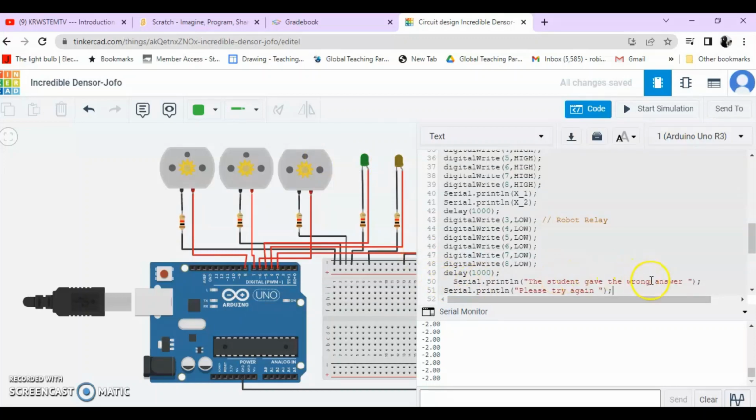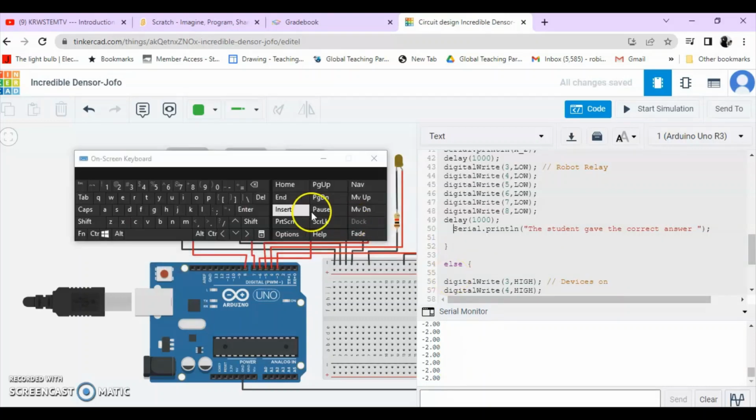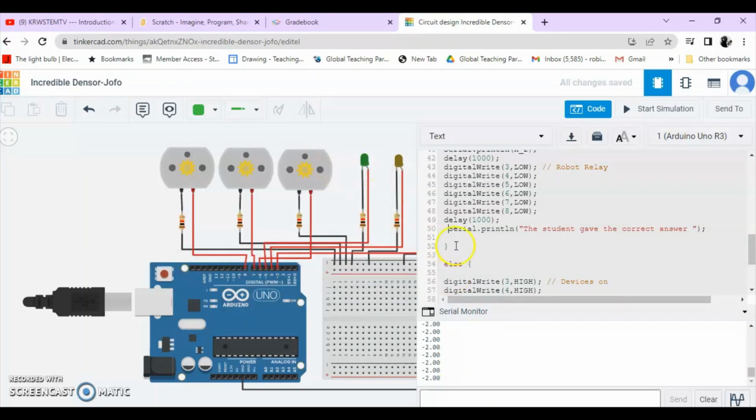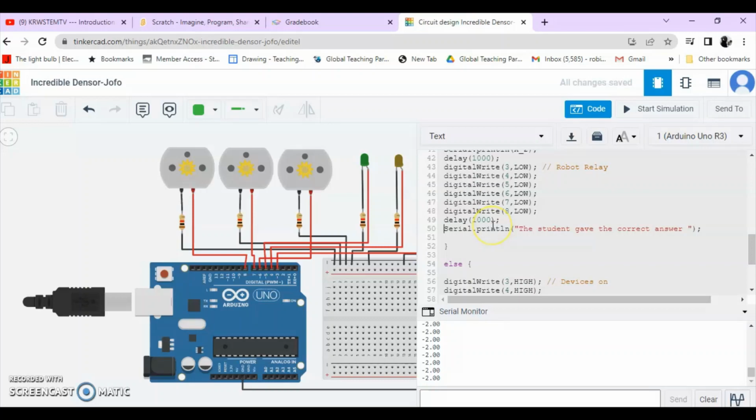The student gave the, let's just change this and put correct answer. Student gave a correct answer, and let's just keep it simple. And then we can start our simulation again. So if you like neatness, we can just allow that to be in line. It bothers me when it's not lined up. Alright, so it doesn't bother me anymore.